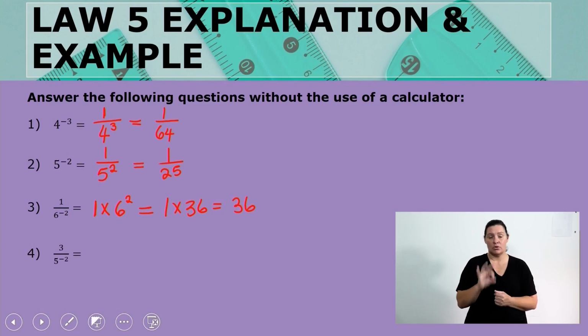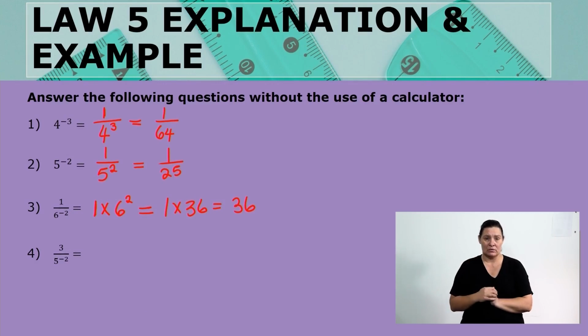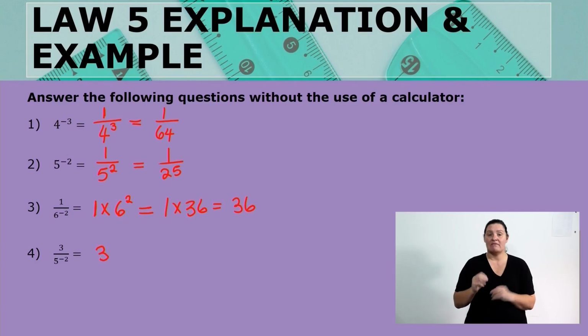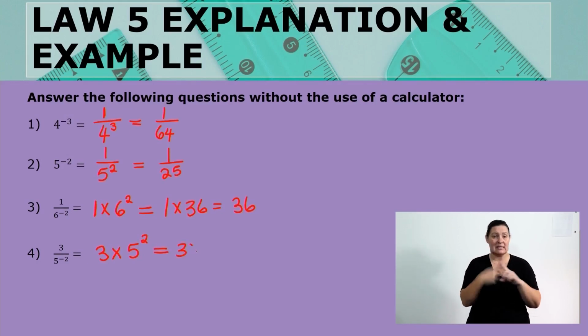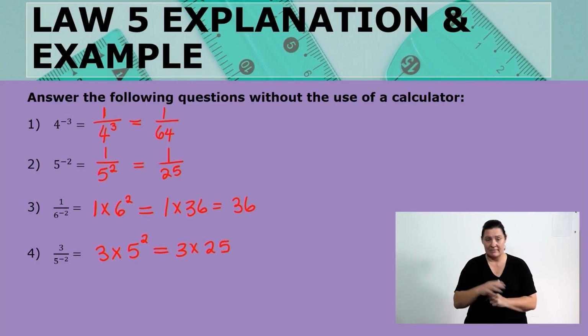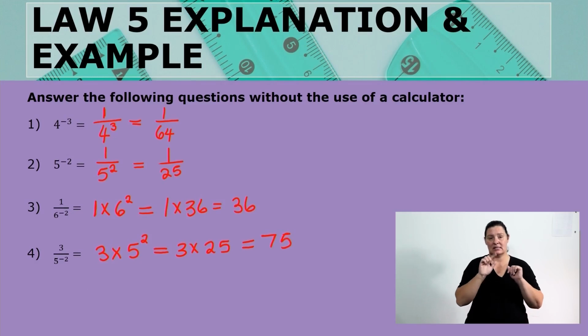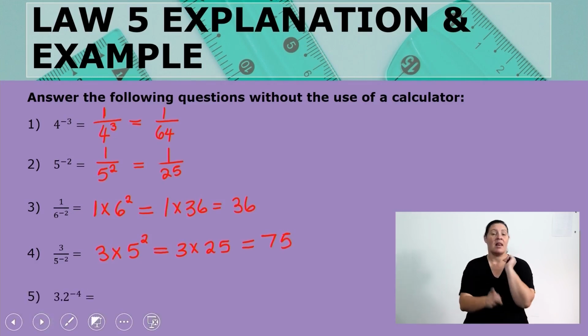Then we have 3 divided by 5 to the exponent negative 2. Do you know what the answer is going to be? Yes, you are correct. So we have the 3 as our numerator. It is going to multiply with the power that comes from the denominator. But now our exponent is going to be positive. That will give us 3 multiplied by 25. And that will give us an answer of 75. Let's look at the last one there.